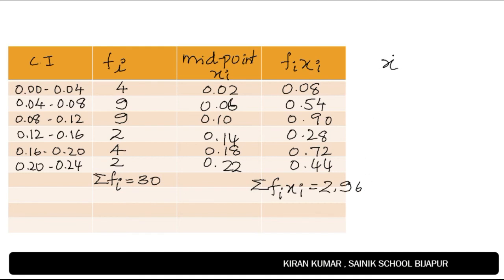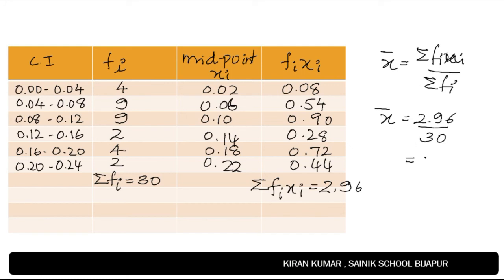So let us find using the formula: mean is equal to sigma Fi Xi divided by sigma Fi. So X bar will be equal to 2.96 upon 30. We get it as 0.099 ppm.